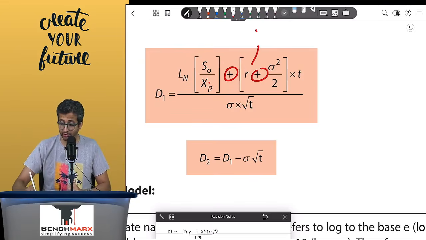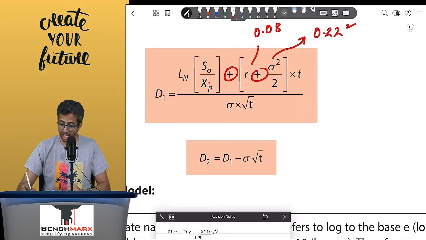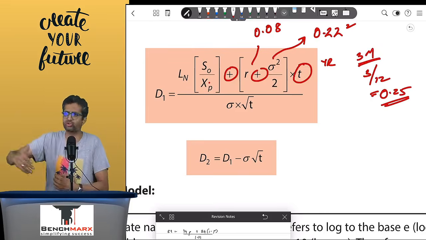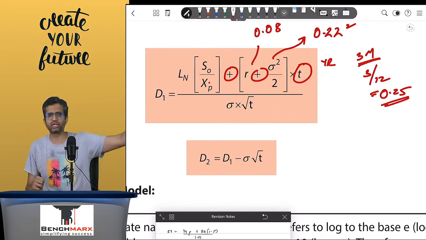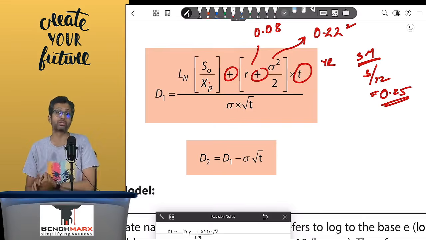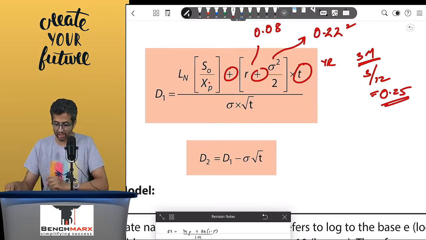R is the rate of interest that you calculate in decimal. So, if the rate of interest is 8%, this is 0.08. Standard deviation is also in decimal. So, if it is 22%, it is 0.22 squared. And T is in years, which means if it is 3 months, you will not take 3 months, you will take 3 by 12, that is equal to 0.25. So, these are the small things that you can possibly make a mistake. You can just end up writing 22, or you can end up writing 8, or you can end up writing 3 for months. Actually, it is 3 by 12, that is 0.25 years. And accordingly, you find d1.